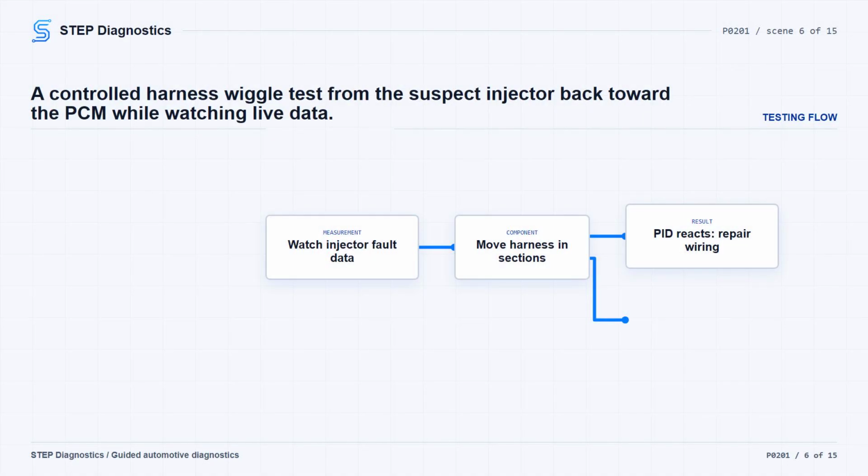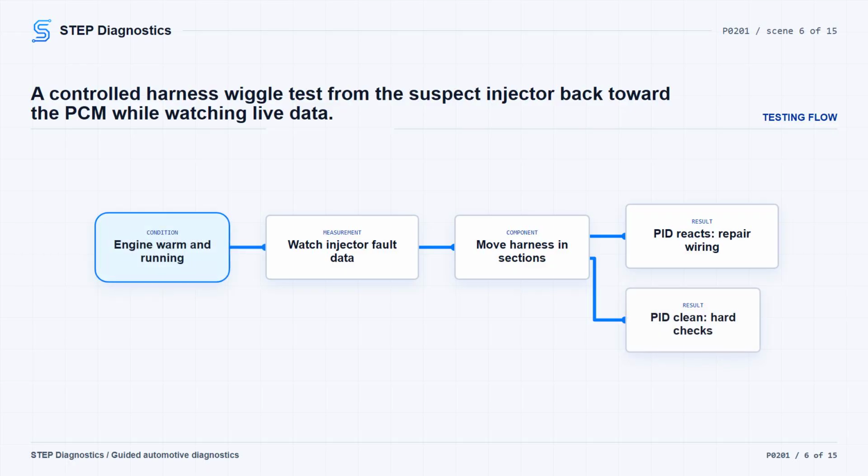Now run the engine at normal operating temperature and watch the same injector fault data. Wiggle, shake, and bend small sections of the harness, working from the suspect injector back toward the PCM. Do not just shake the whole harness at once. Move in small sections so you can localize the fault.